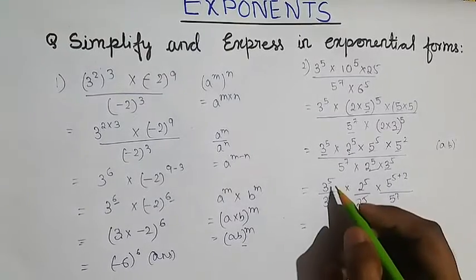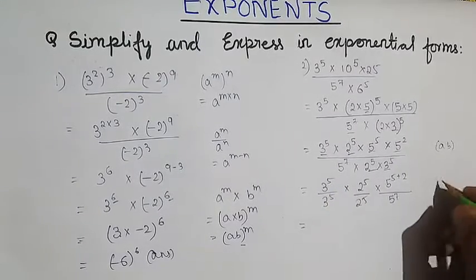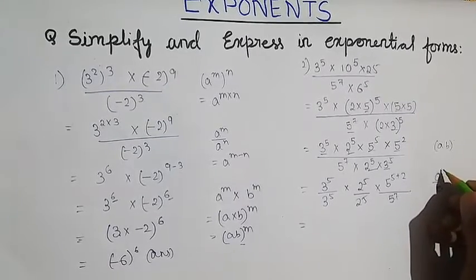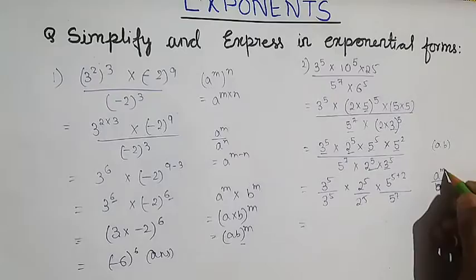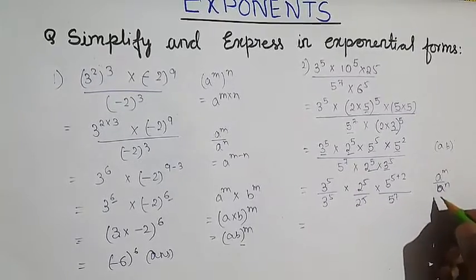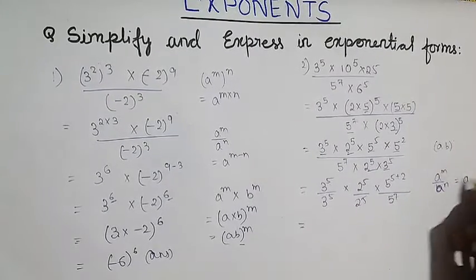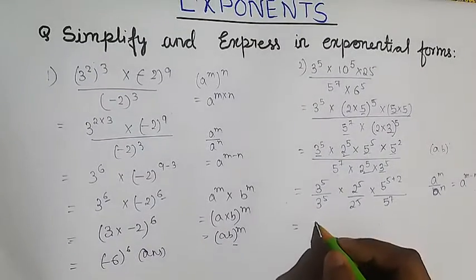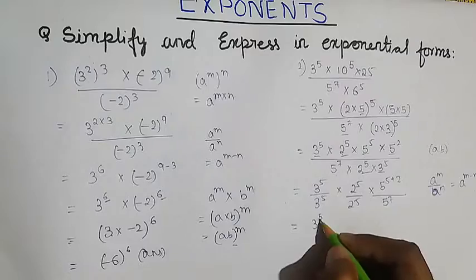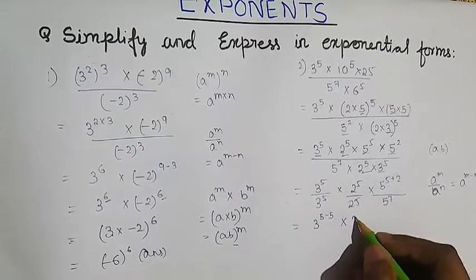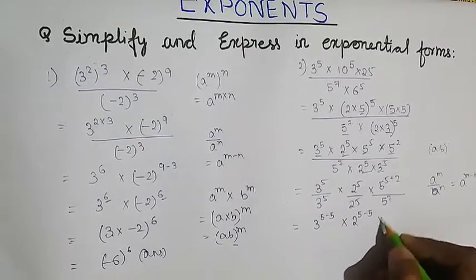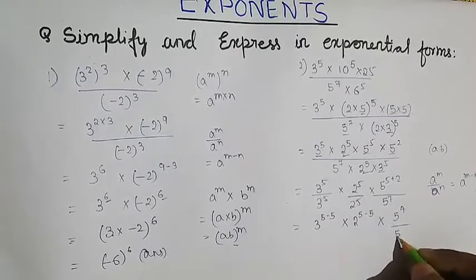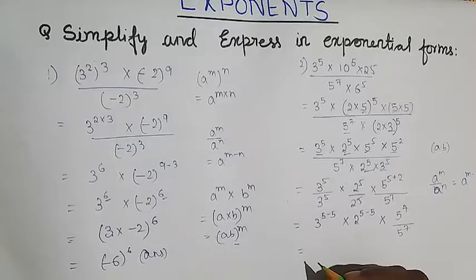Okay, now again we can use this law, a upon a. If we have two different numbers with the same bases and the exponents are different and they are being divided, what we will do is write the base and subtract the two powers. Okay, so here we can do the same thing. 3 raised to the power 5 minus 5 into again 2 raised to the power 5 minus 5 into 5 raised to the power 5 plus 2 is 7 upon 5 raised to the power 7.